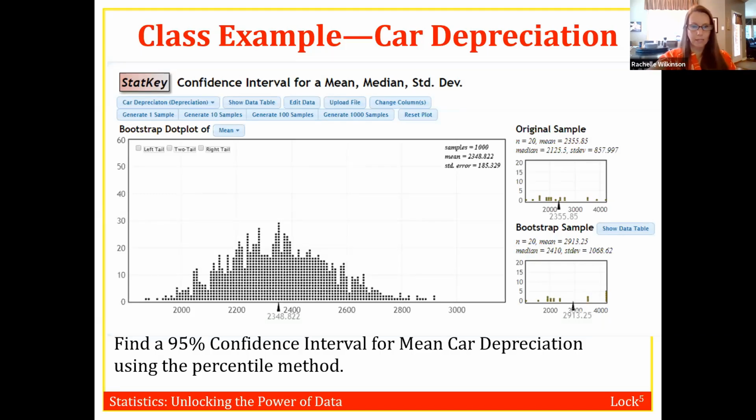Yeah, should be the same one that's on there. So we're going to try now using the by hand percentile method to construct this. I still want a 95% confidence interval.